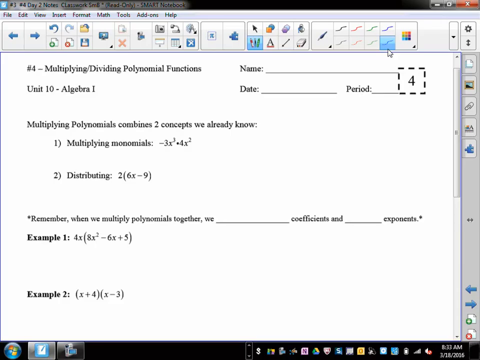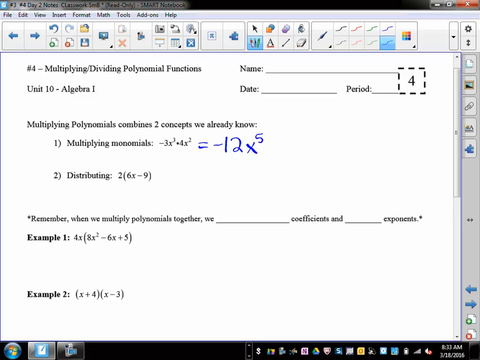Alright, so multiplying monomials. Negative 3x cubed times 4x squared. How do I multiply this together? What does it give me? Hey, don't laugh. You guys have absolutely nothing to offer me so far. Good. Negative 12. Good. X to the 5th.